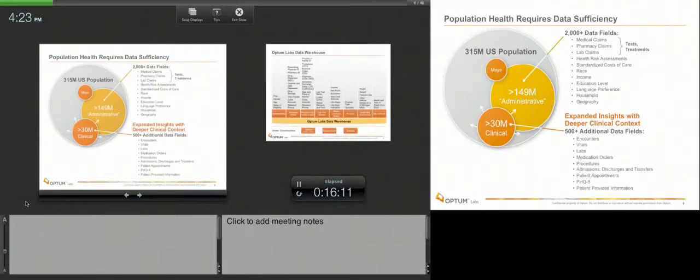So then 2 days after, Optum Labs was announced January 15th of this year. And 2 days later, we announced the acquisition, or actually we didn't announce it, we completed the acquisition of a company called Humedica. And Humedica is a company that goes into provider organizations and has an application that sits on top of the various electronic health record systems.